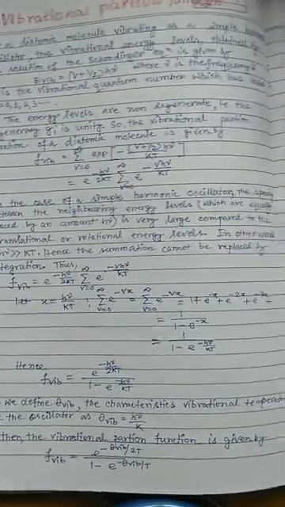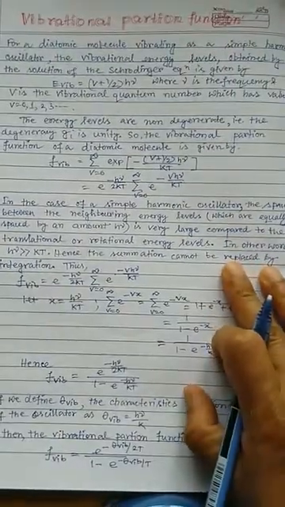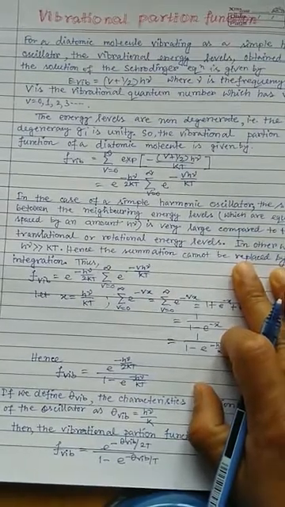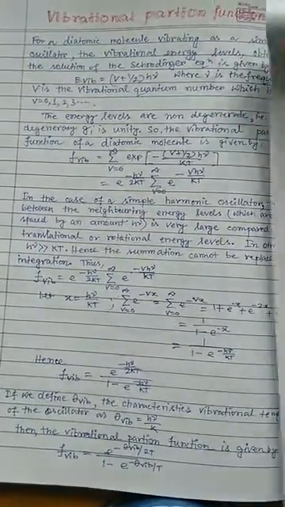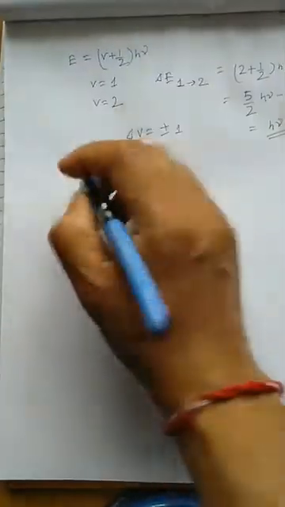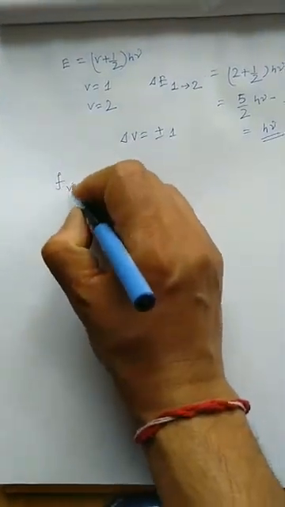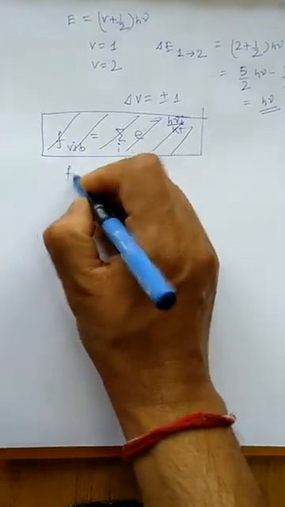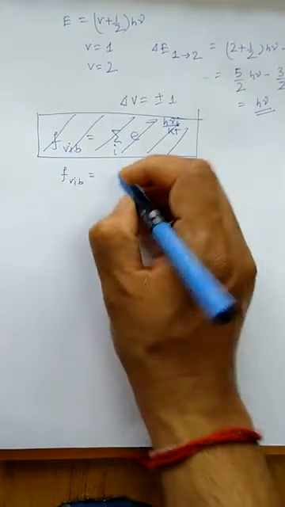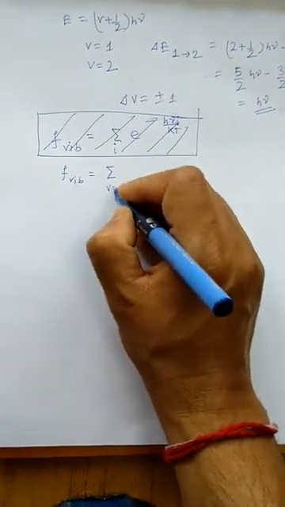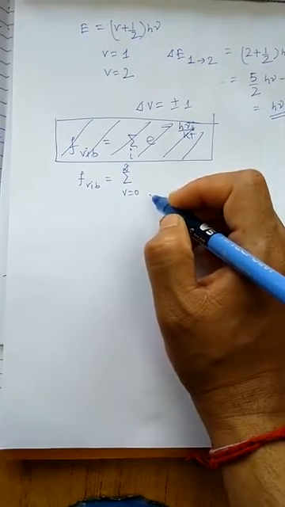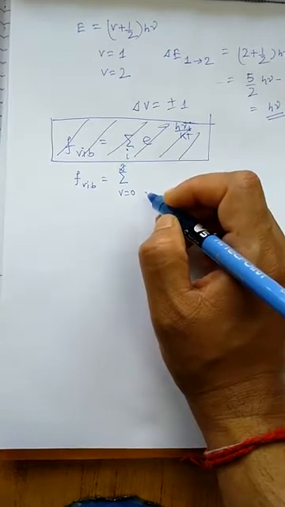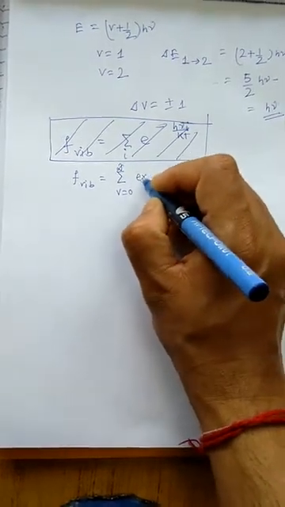So the energy levels are non-degenerate, or singly degenerate, that is, the degeneracy g i is unity. So the vibrational partition function of a diatomic molecule is obtained from the partition function equation as a sum from v equal to 0 to infinity, because for a simple harmonic oscillator v can change from 0 to as high as infinity. So we have to take all possible values.